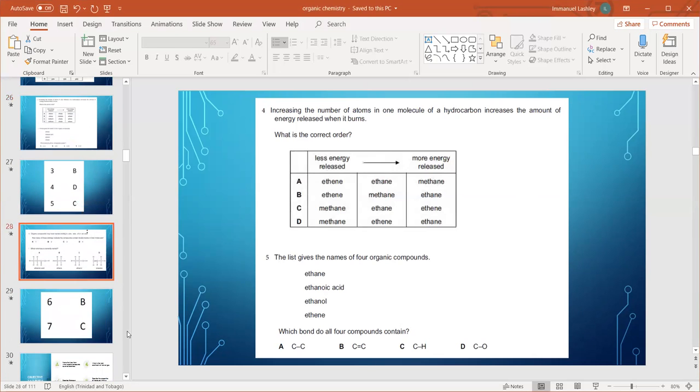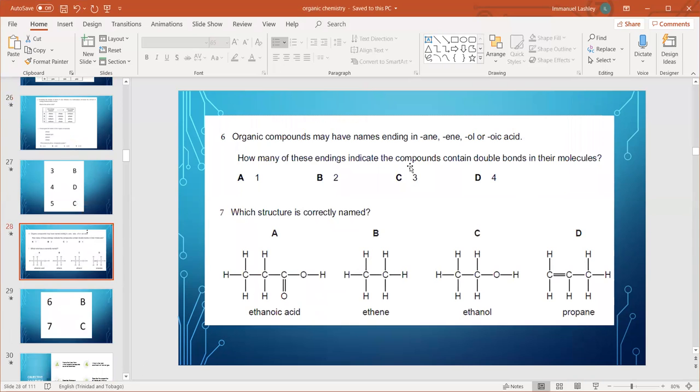All right, so next question. Organic compounds may have names ending in ANE, ENE, OL, or oic acid. How many of these endings indicate the compound contains double bonds in its molecule?